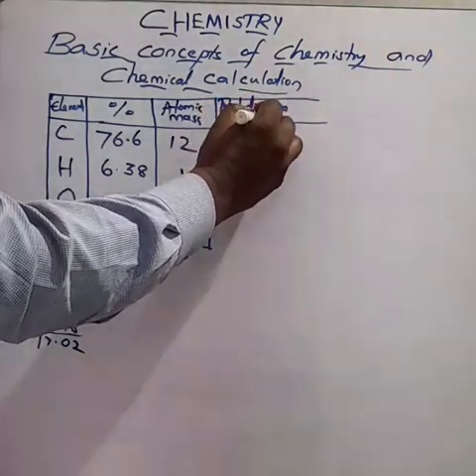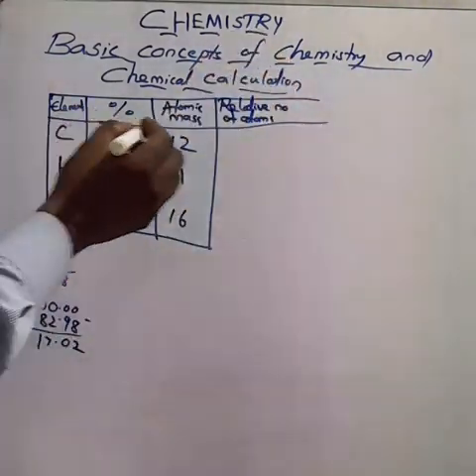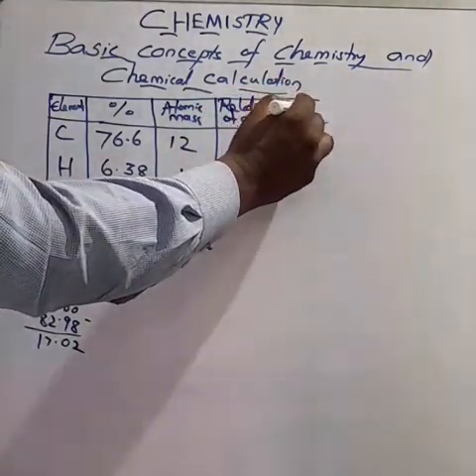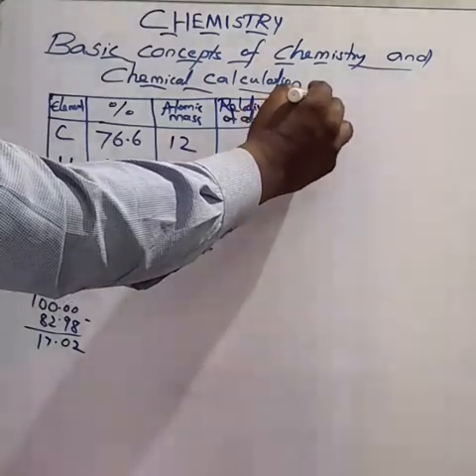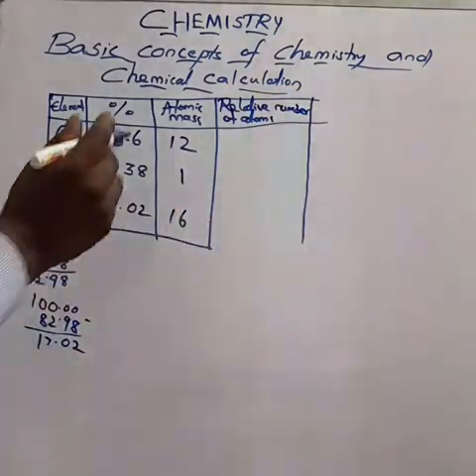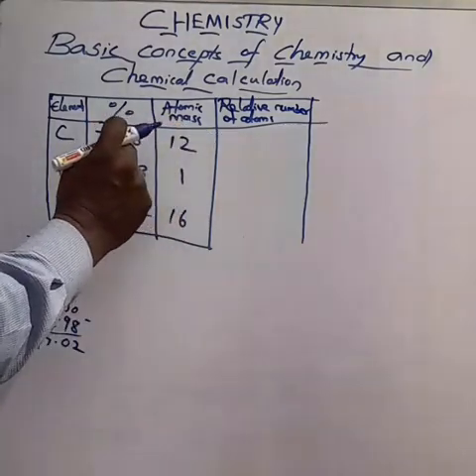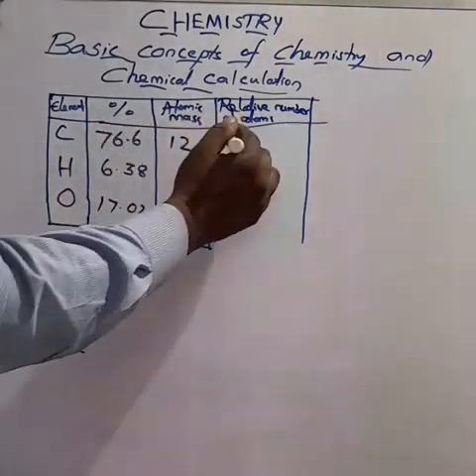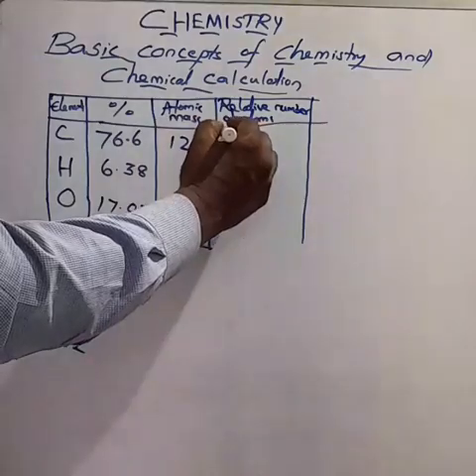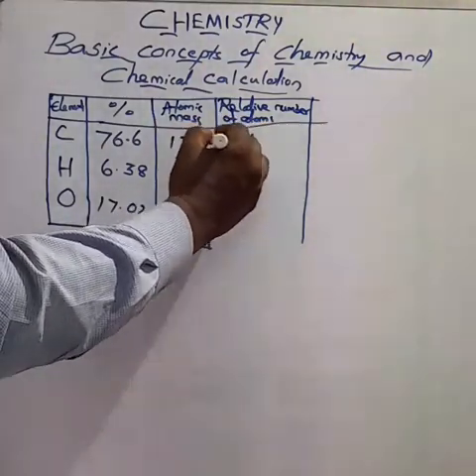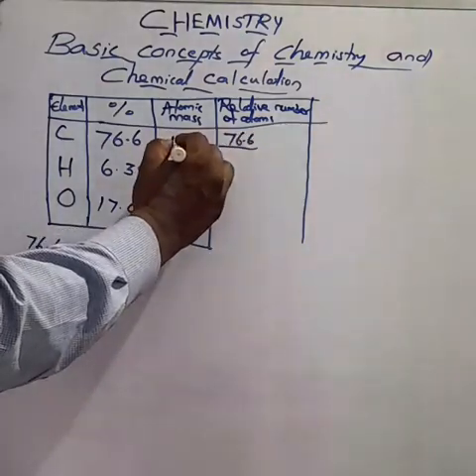Relative number of atoms. Here, how will you write the relative number of atoms? Percentage divided by atomic mass. Okay, what is the percentage given in the carbon? Percentage given in the carbon is how much? 76.6. Am I right? Divided by, what is the atomic mass of carbon?